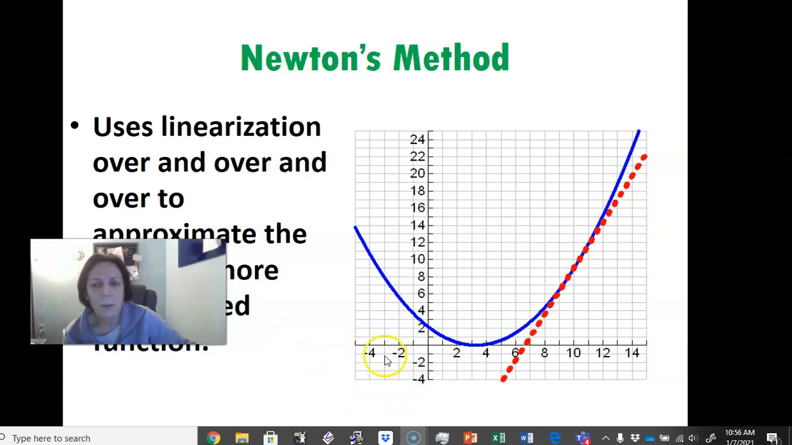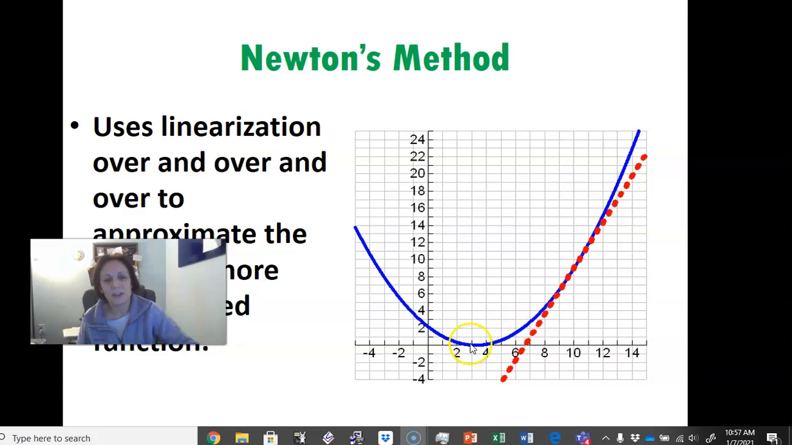All right, so Newton's method, we said, uses linearization over and over and over again to approximate the zero of a function. Now we're just going to look at a quadratic here for the sake of simplicity, but you can see this quadratic has a zero somewhere around 3. It looks like it's a little more than 3. And then of course I made a terrible guess of 10, because I'm a terrible guesser, and I drew a tangent line at 10. If you follow that tangent line down to its 0, it's still terrible. It's almost 7, but it's closer than 10.